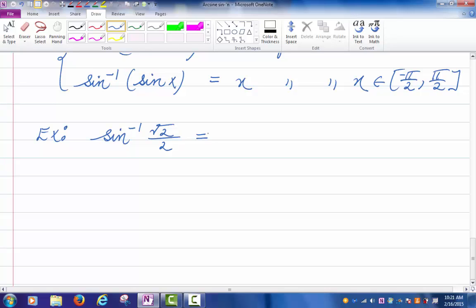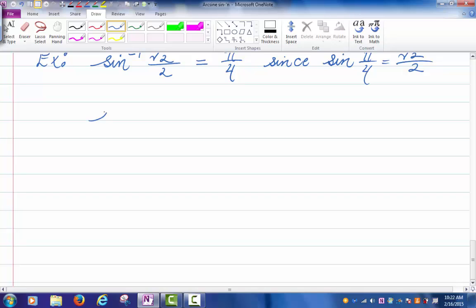Yeah. 45, which is pi over 4, right? Which would be pi over 4. Why? Since sine of pi over 4 is exactly root 2 over 2. Between negative pi over 2 and positive pi over 2, this is the only angle where sine takes on the value root 2 over 2, okay? Everybody is fine with that? Okay. How about sine inverse of half? What is that?